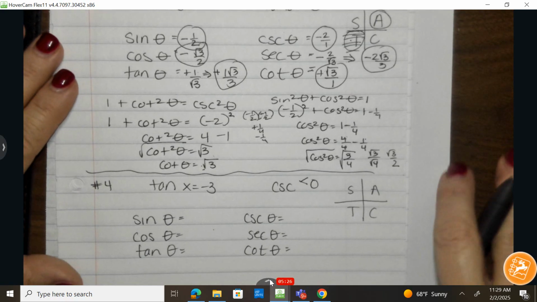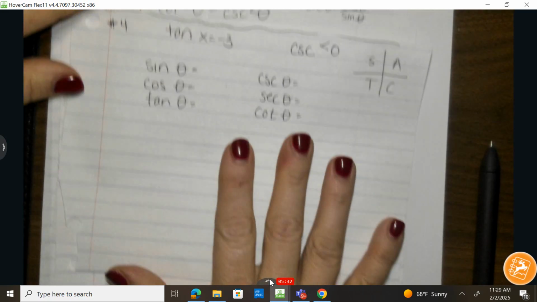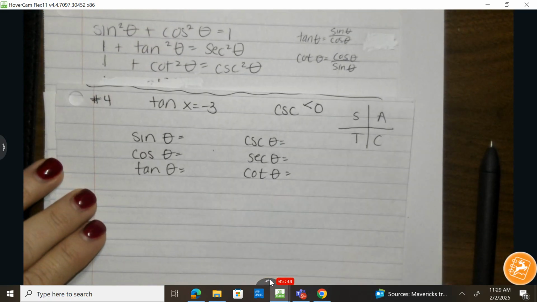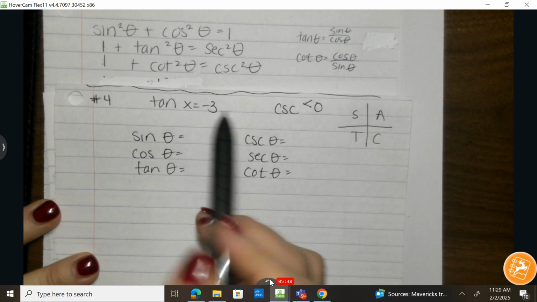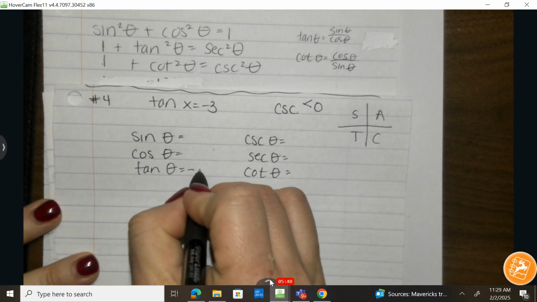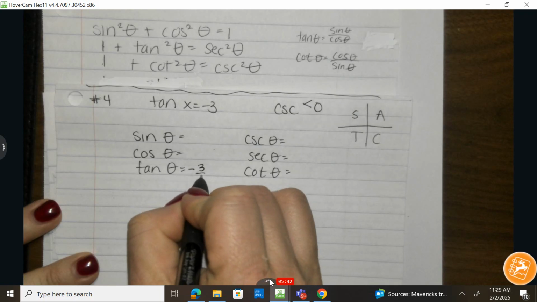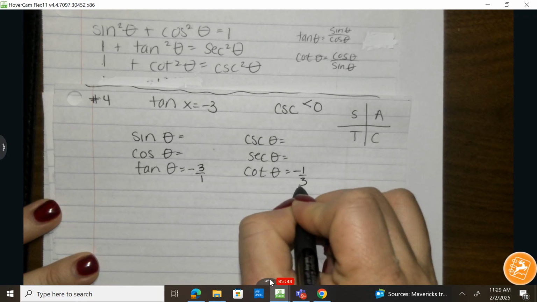Number 4, and I'm actually going to take my paper right now and fold it so we have a better chance of seeing the identities and deciding which one is most advantageous to use. The tangent of x is equal to negative 3. Same directions apply. So negative 3 over 1 and negative 1/3.